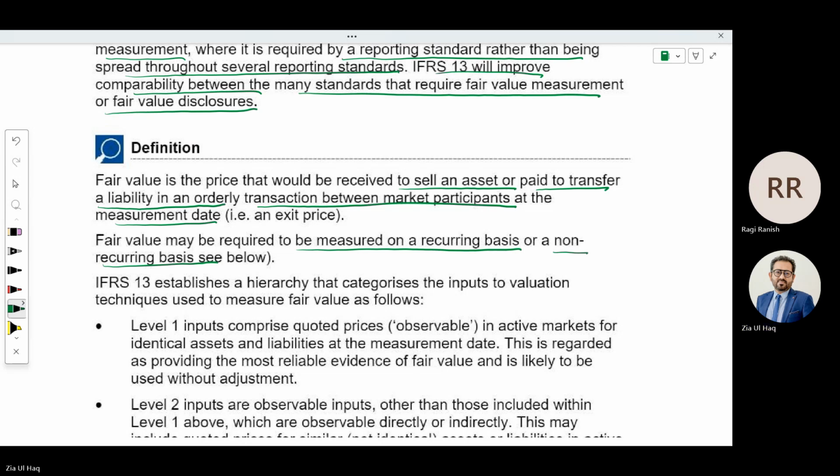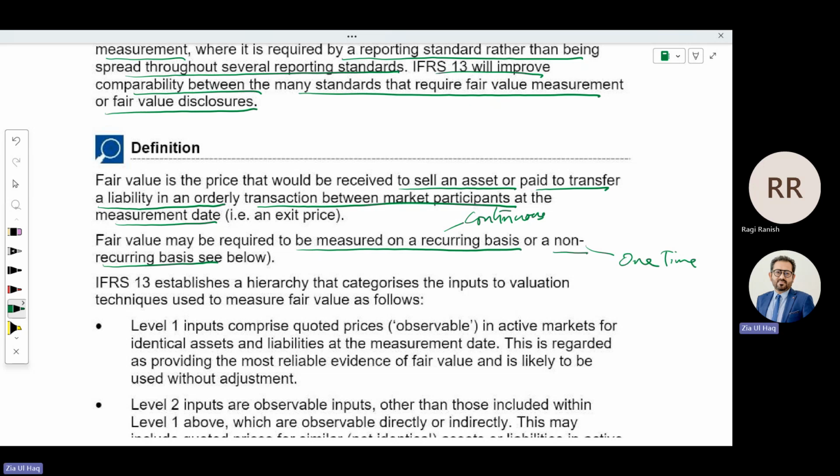Recurring basis mean if you have adopted fair value basis, then every year you need to measure the fair value. Recurring mean continuous basis. Non-recurring mean one time while selling the asset.